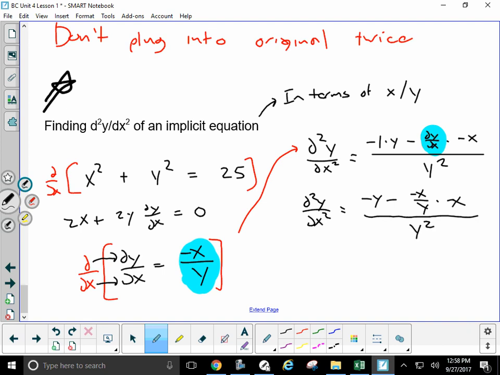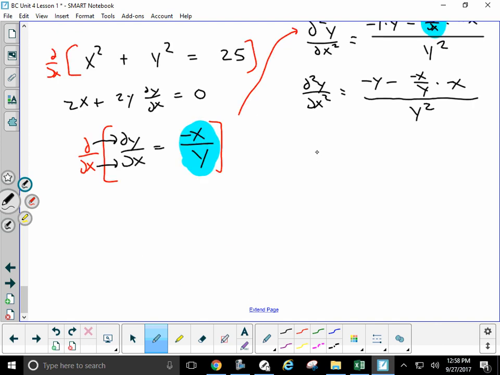Now, it's probably good that you just stop there, but watch what I can do. I'm going to just keep going. I'm going to start simplifying. This is good. Check. We got it. Now I'm going to simplify. I got negative y. So negative times negative times negative. So this is still minus x squared over y squared.